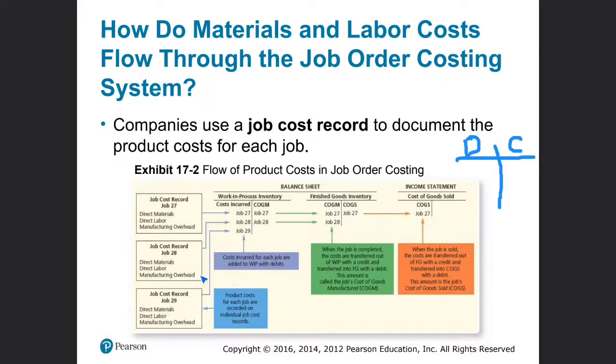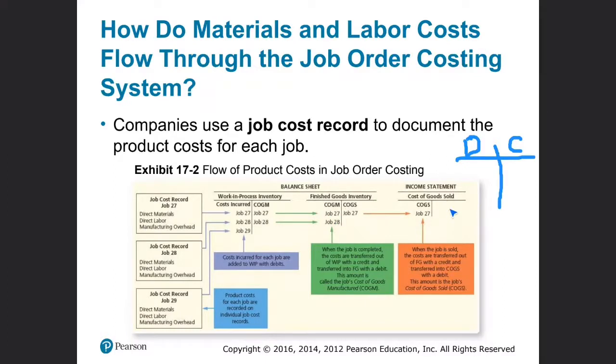For this one, job 29, we've only incurred costs. We haven't done anything yet. And then this little note here is saying product costs for each job are recorded on individual job cost records. So we're keeping all the costs separate per job. So job 27, all their costs are going to flow through with a tag or a note that says job 27.